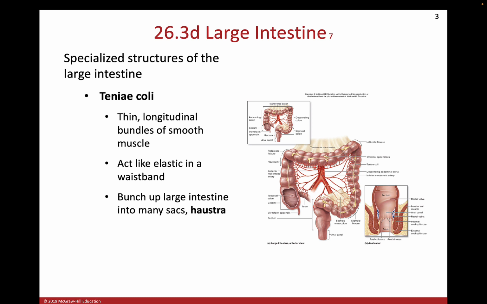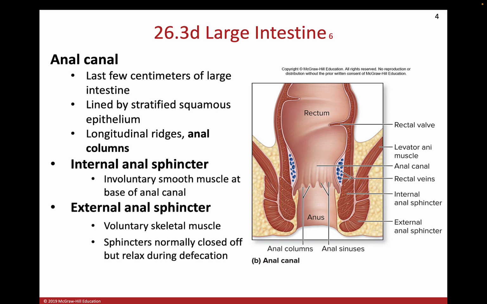Now, the specialized structures of the large intestine include the taeniae coli. It is a thin longitudinal bundle of smooth muscle, and it acts like an elastic waistband, and that is what gives the large intestine its very characteristic bumpy appearance. Once again, the contraction of the taeniae coli bunches up the large intestine into many sacs known as haustra.